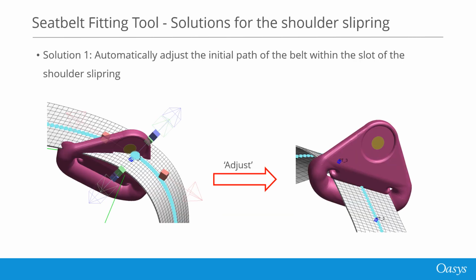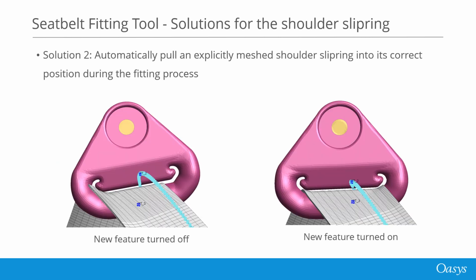In version 20, two new solutions were added to tackle these issues for the shoulder slip ring. The first solution allows to automatically adjust the basic belt path within the slot of the slip ring. The second solution allows to automatically pull the explicitly meshed slip ring into its correct position during the fitting process. I will now talk through the steps required to apply these solutions by means of a short demonstration.